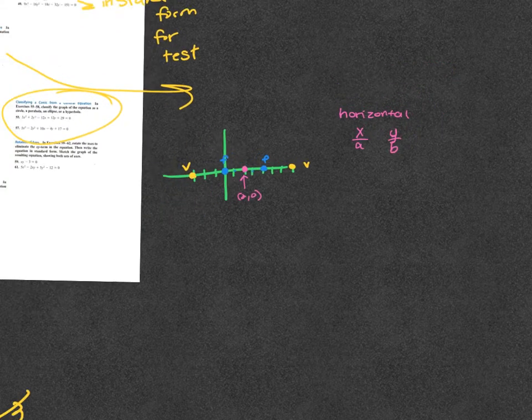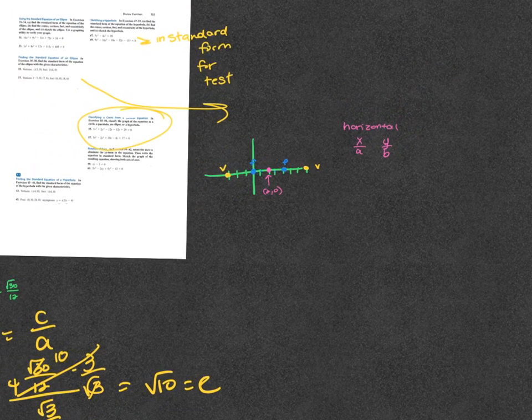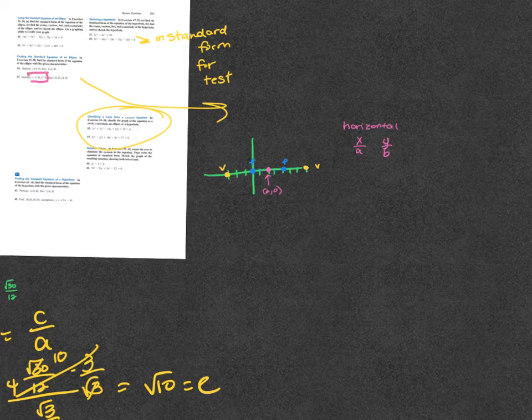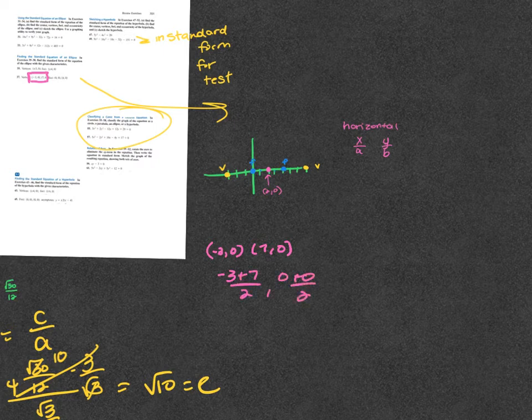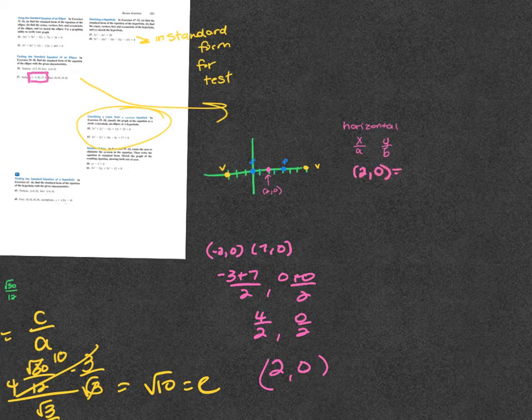I can either get it from the graph, or I can take my coordinate points, let's just say I take the vertices -3, 0, and 7, 0, and I find the midpoint. So -3 plus 7 over 2, 0 plus 0 over 2, I'd get 4 over 2, 0 over 2, and I get 2, 0. So either way, if you graph it accurately, you just gotta be really careful, or you use the midpoint formula, you should know that your center is 2, 0.